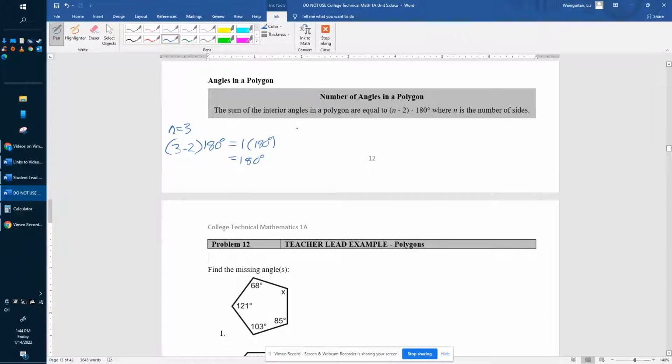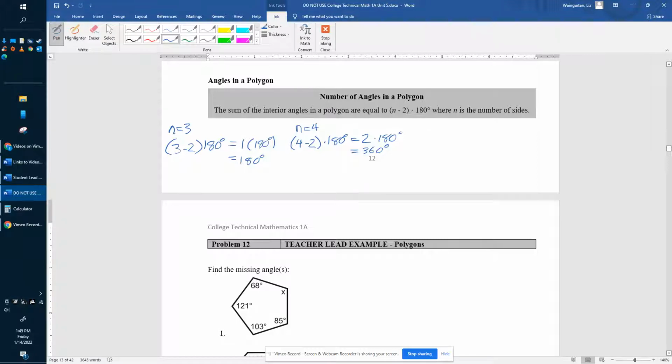Let's do another example. Let's think about a quadrilateral. Quadrilateral being a square, rectangle, parallelogram, rhombus. All of those things have 4 sides. So our n is equal to 4, so we have 4 minus 2 times 180 equals 2 times 180, which is 360 degrees. So there are 360 degrees in a 4-sided shape.